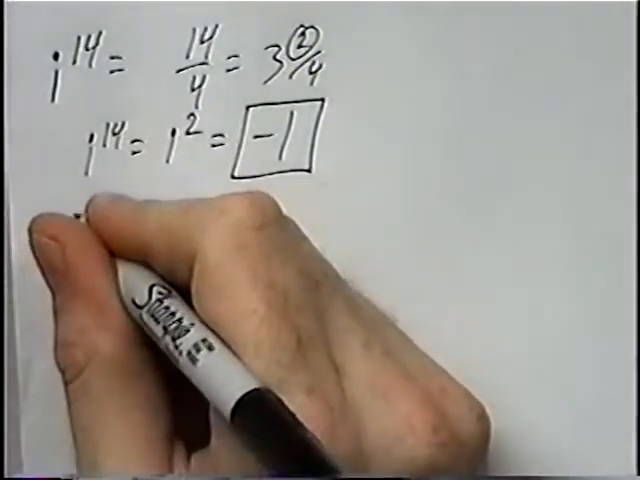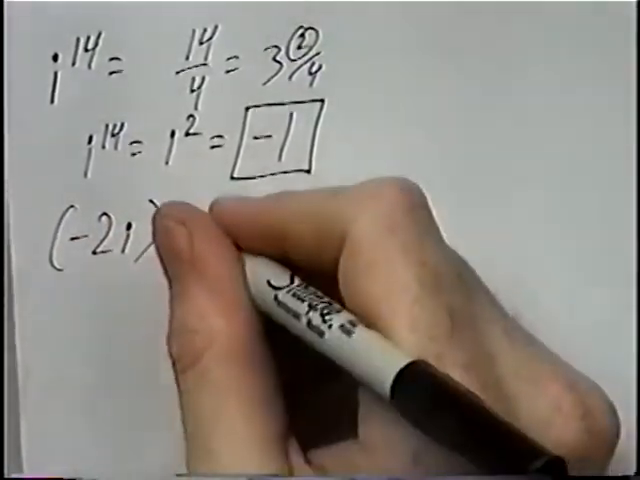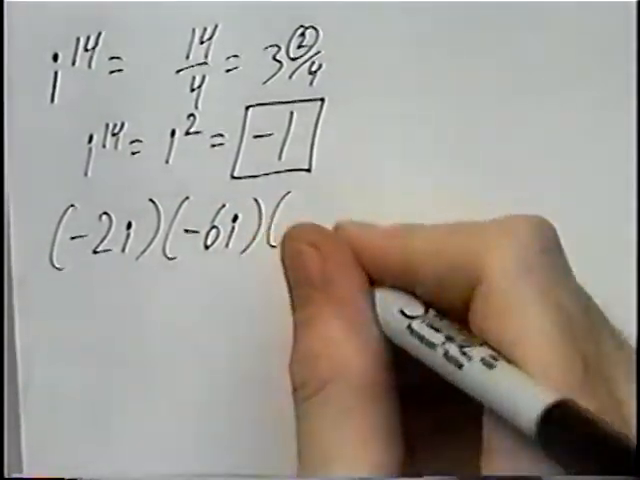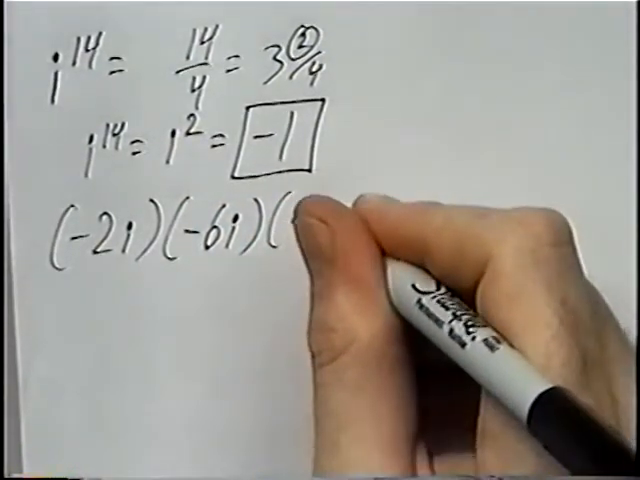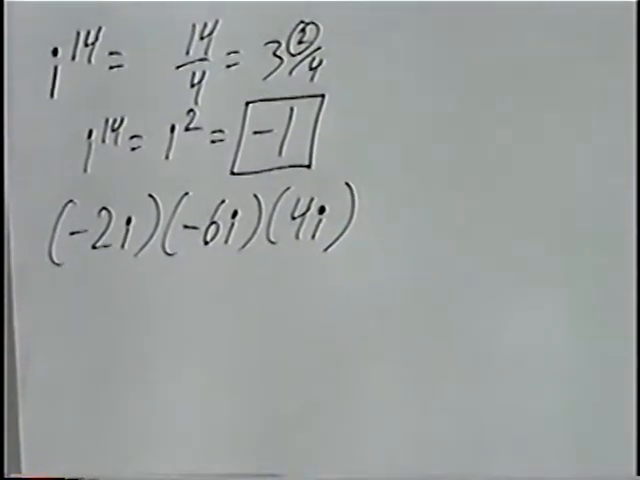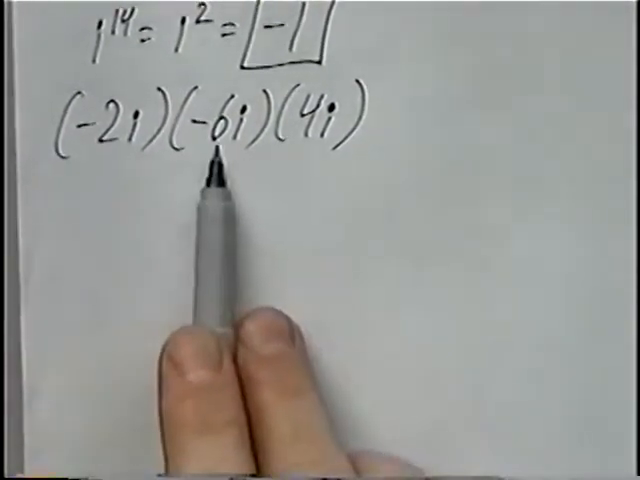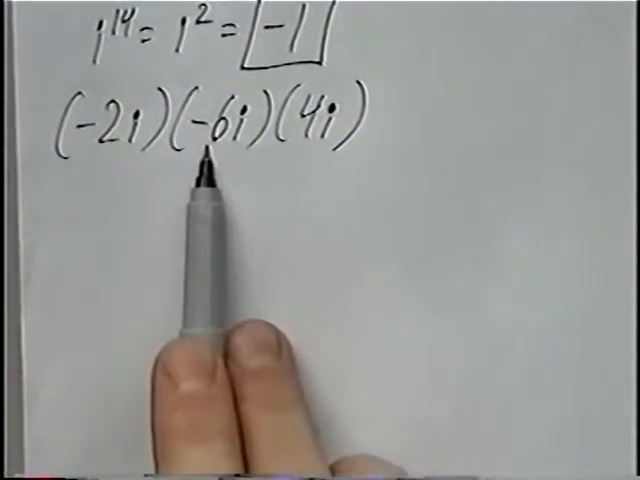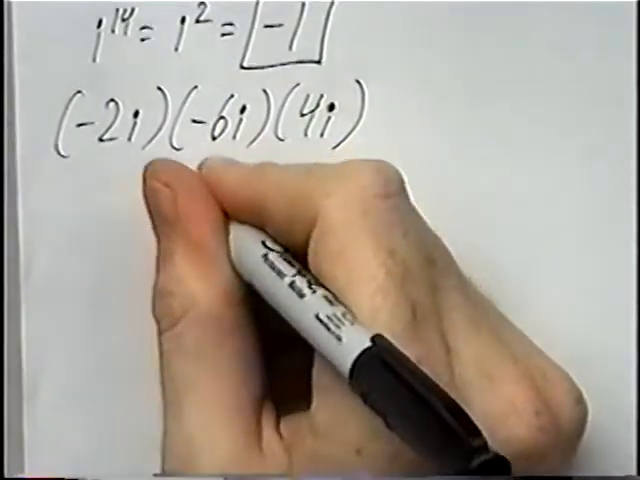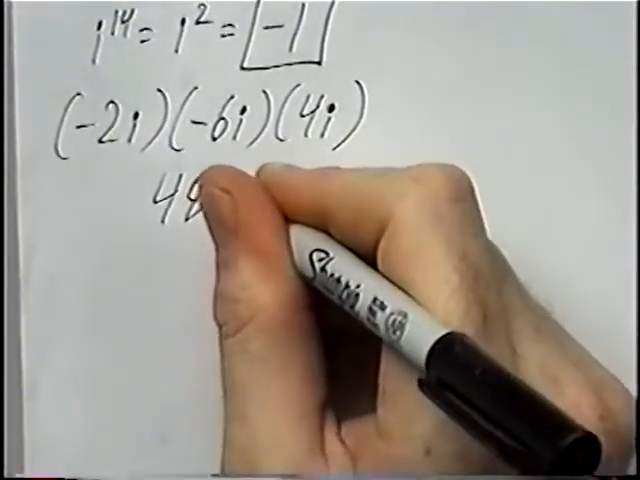Second question. First parentheses will have negative 2i, second parentheses negative 6i, and times last parentheses 4 times i. i's are similar to variables. We can multiply them or combine like terms when possible. For this one, we can multiply the coefficients. Negative 2 times negative 6 would be 12. 12 times 4 would be 48. And we have i times i times i, which would be i to the third power.